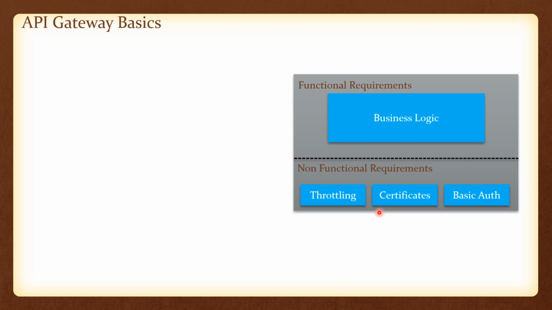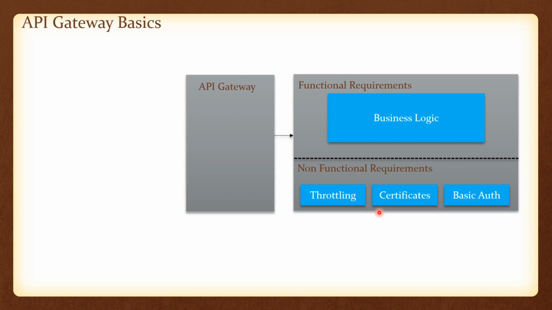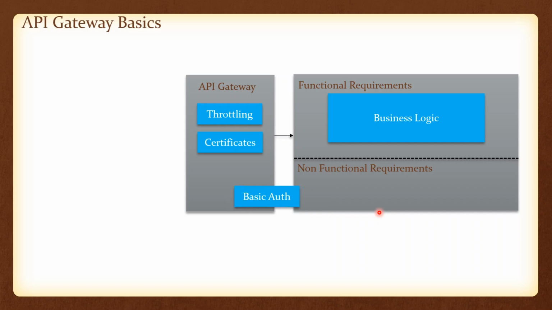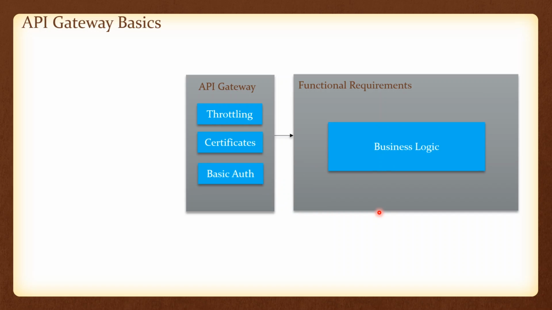So we create an additional component called the API Gateway and move all of these non-functional requirements to the API Gateway. So what we got is we have separated the concerns from the functional requirement. Now everything is taken care of by the API Gateway.